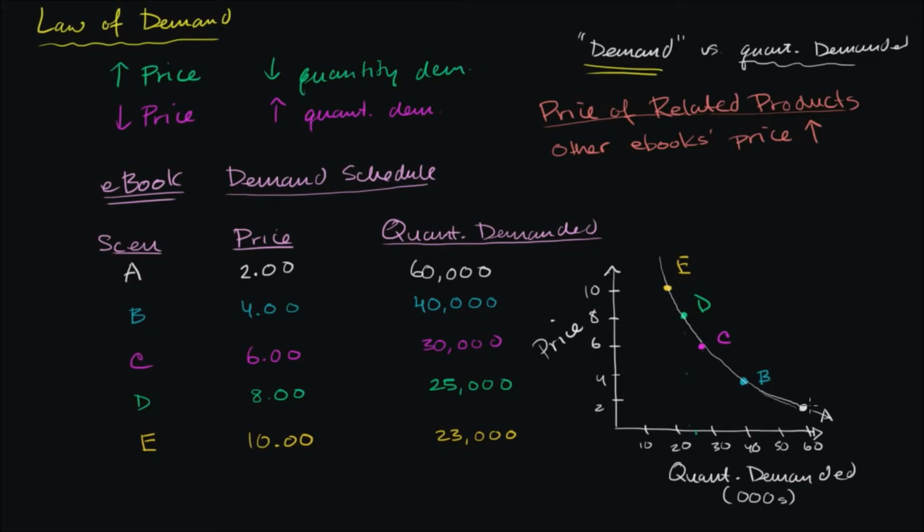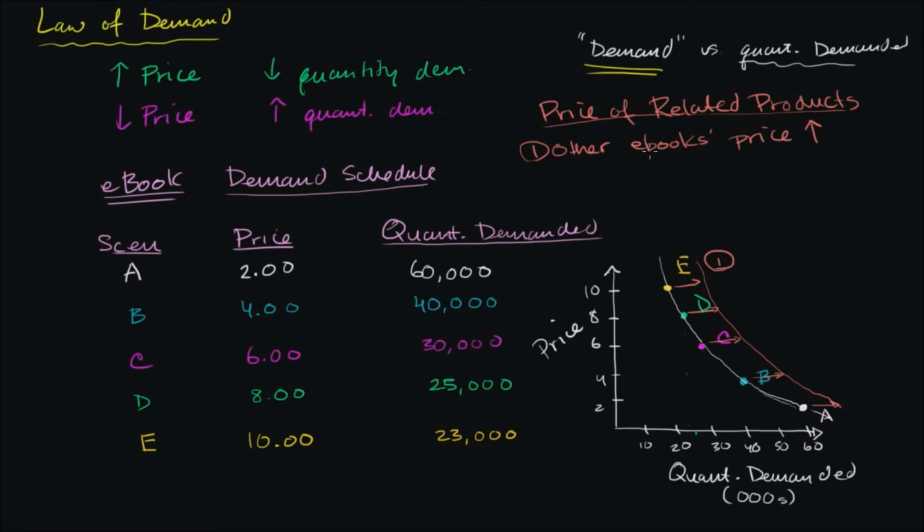At $2, it's more likely that more people will want it, because the other stuff's more expensive. At $4, more people will want it. At $6, more people will want it. $8, more people will want it. $10, more people will want it. So if this were to happen, that would actually shift the entire demand curve to the right. It would start to look something like this. We'll call that scenario 1.